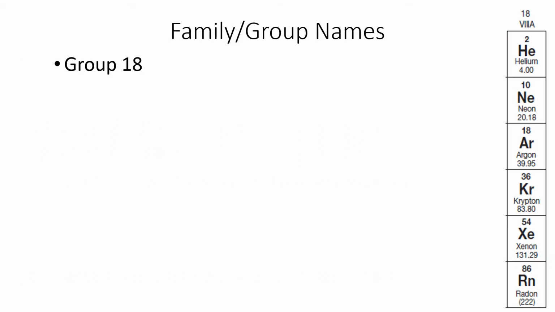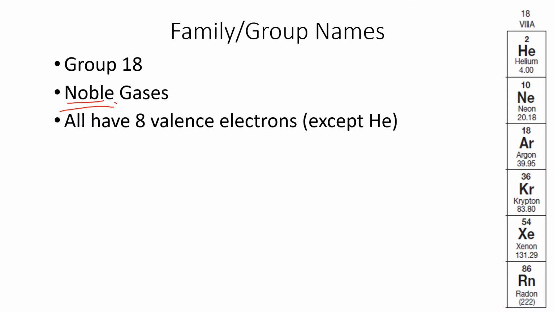Last but not least is group 18. Group 18 are known as the noble gases. They are the nobles of the periodic table, and they do not interact with any of the other elements. This means that they don't form bonds.